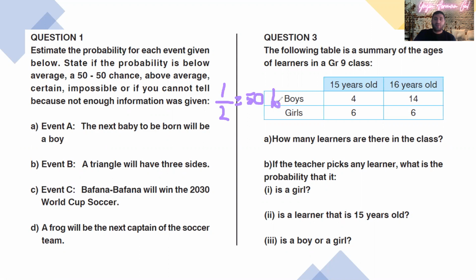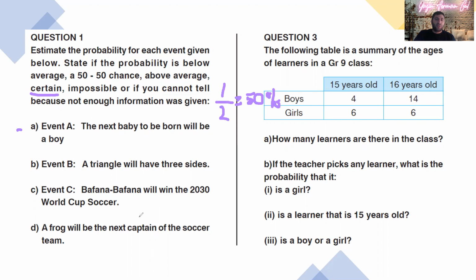So when somebody is giving birth, guys, there is a 50% probability that it is going to be a boy and a 50% probability that it is going to be a girl, right? When a triangle has 3 sides, it's 100%. It's certain, because triangles have 3 sides.